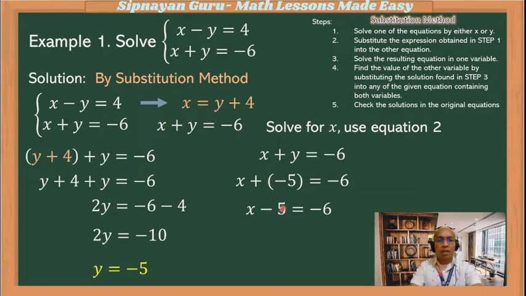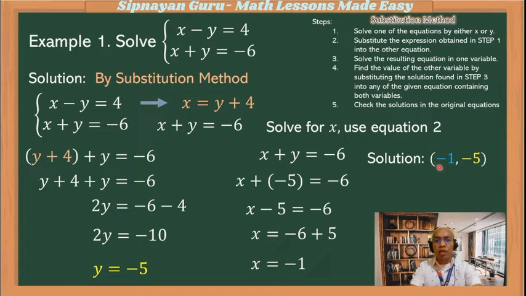Positive times negative, that would be negative. So we just copy negative 6. Transpose negative 5 to the right side, so that would become positive 5. So negative 6 plus 5 would be negative 1. So therefore, the solution would be x equals negative 1 and y equals negative 5.